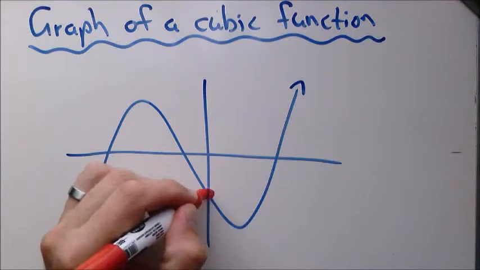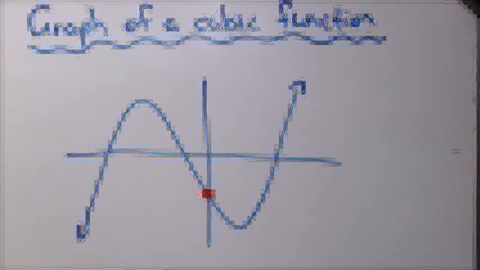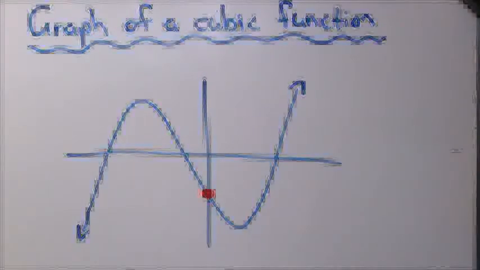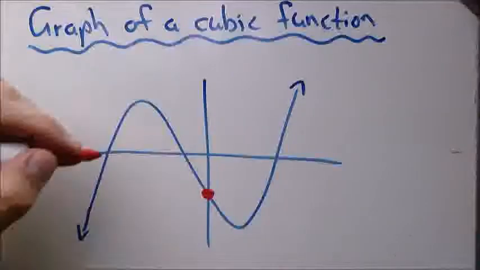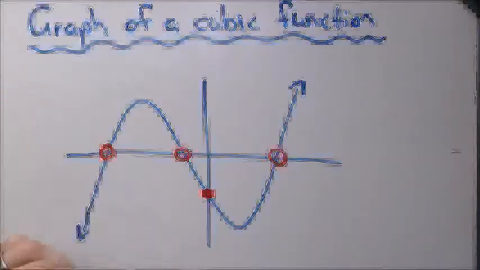Right over here, you have your y-intercept. Now, how do you normally get the y-intercept? You make x equal to 0, and then you'll get that coordinate. It stays the same for a cubic function. Okay. Right over here, you have your x-intercepts.